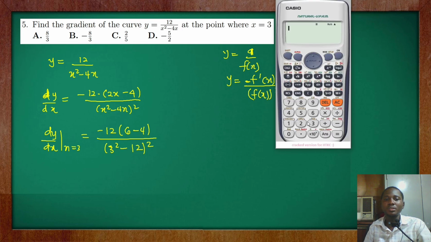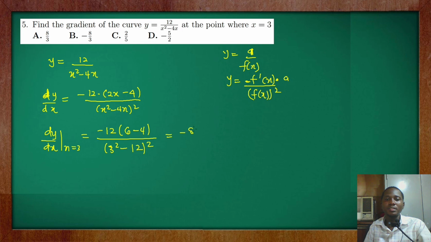Here we have this to be minus 12 open bracket 6 minus 4, then divided by 3 square minus 12 all square. So here we have this to be minus 8 over 3. Minus 8 over 3. So the correct option is what? Option B. Okay, so let's move on to the next question.